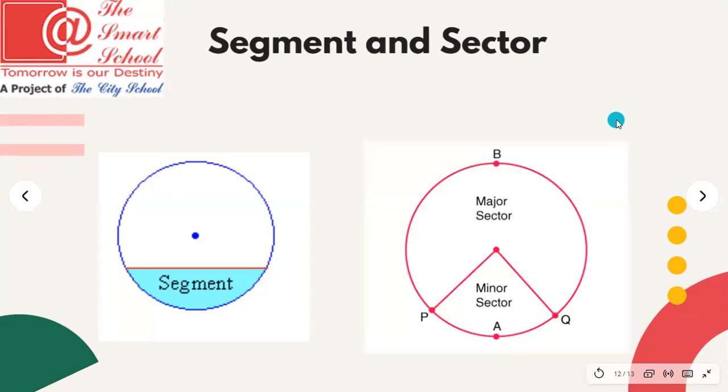Now come to the sector. As you know that the sector is the area between two radii. So like the segment, this circle is also divided into two sectors. The first one is called the minor sector, and this greater part is called the major sector of this circle.